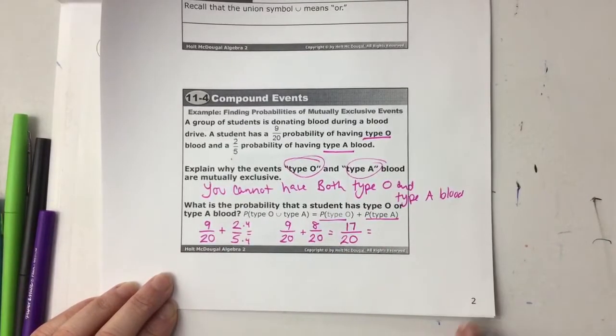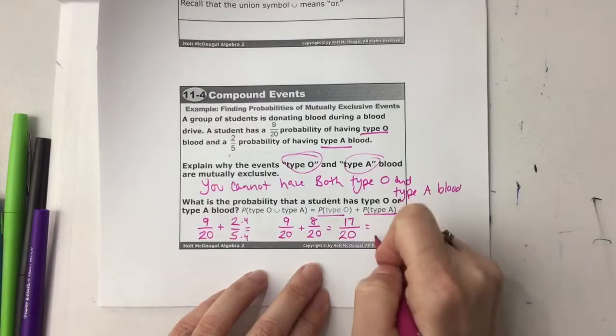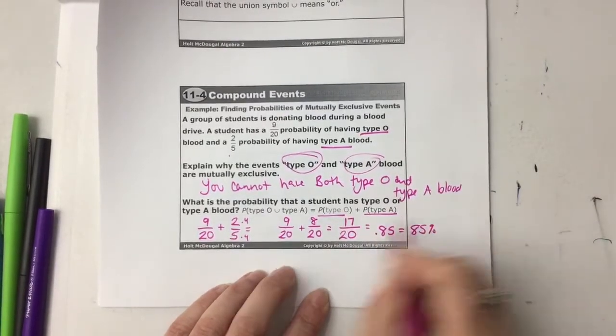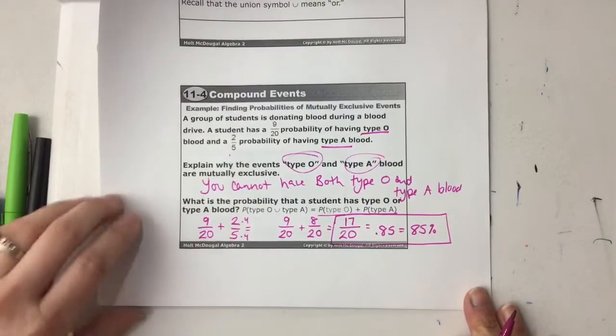And again, we are dealing with probability, so we want to look at that fraction, decimal, and percent. 17 over 20 is 0.85, so there is an 85% chance that when somebody comes into a blood drive that they will either have type O or type A blood.